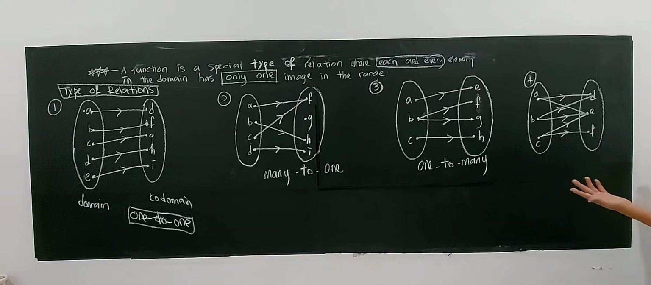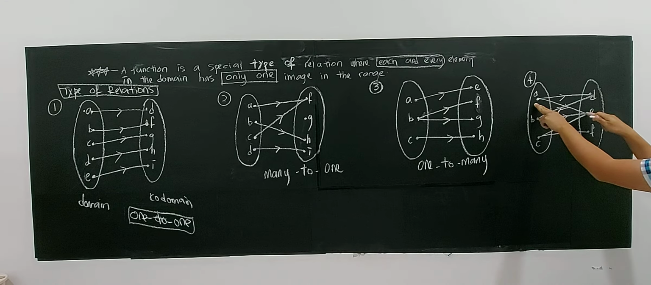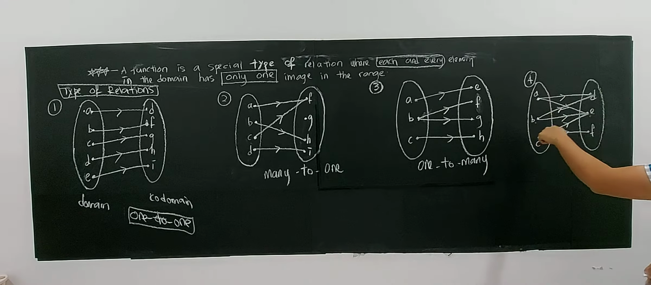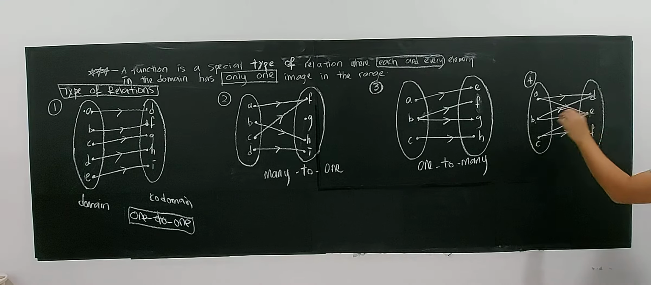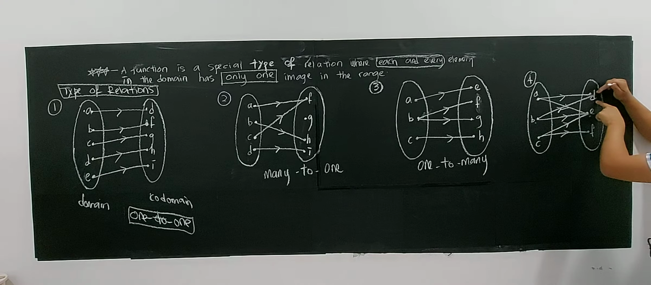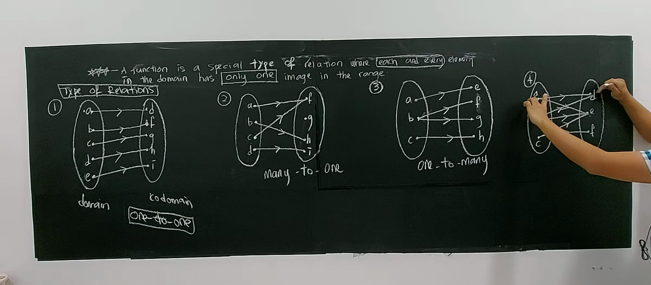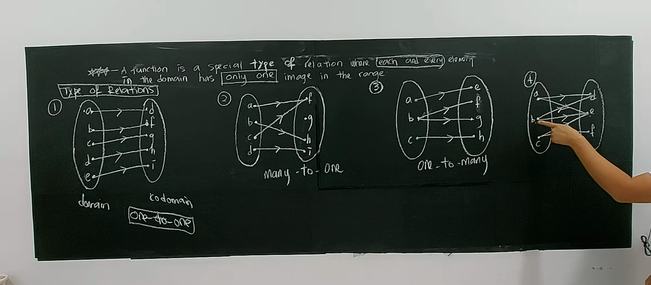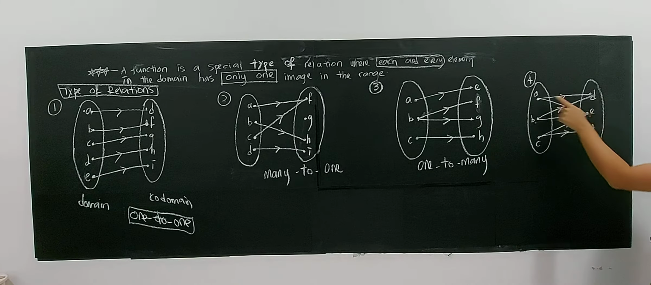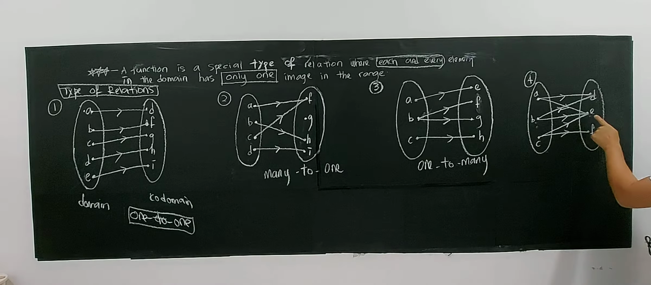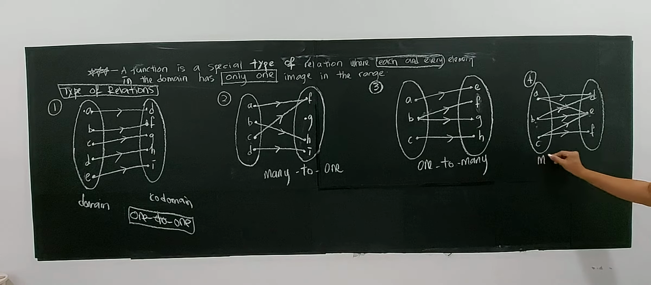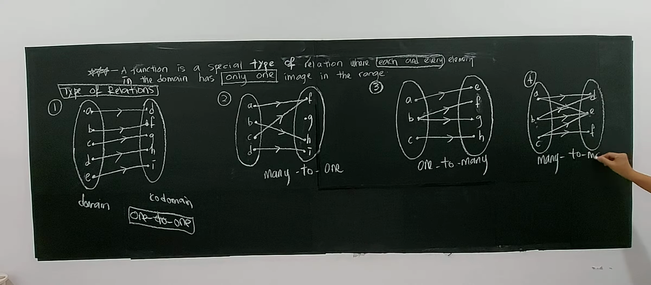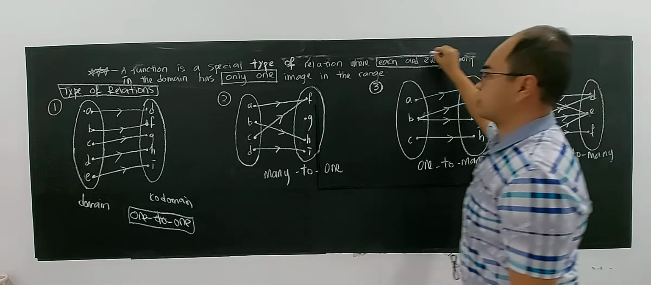And number 4. Wow, it's crossed. So you see, A has 2 images. B has 2 images. Every object here has an image, but they are one-to-many here. And one image has 2 different objects also. You see, they are many-to-many. Why? Because one object here can have 2 images, or one image here can have 3 objects. You see, E has 3 different objects, and C has 2 objects. So this one is many to many. Okay, now back to this definition here.